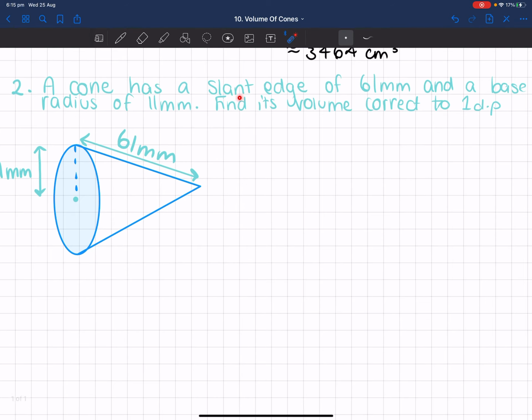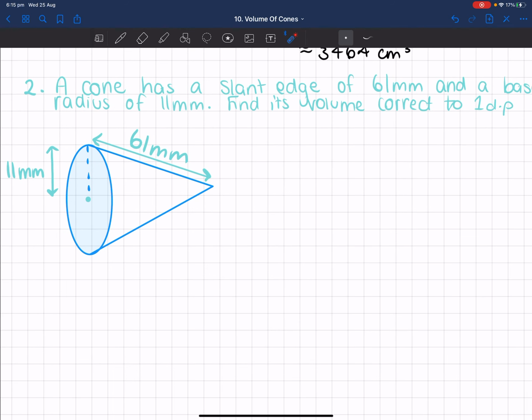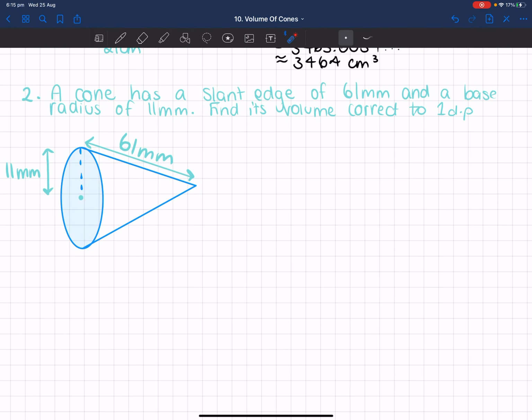All right, last example. A cone has a slant edge of 61 millimeters. So this isn't the perpendicular height, okay, because that would be that height. This is the slant edge. So imagine that edge that runs down the ice cream cone. And a base radius of 11 millimeters. Find its volume correct to 1 decimal place.